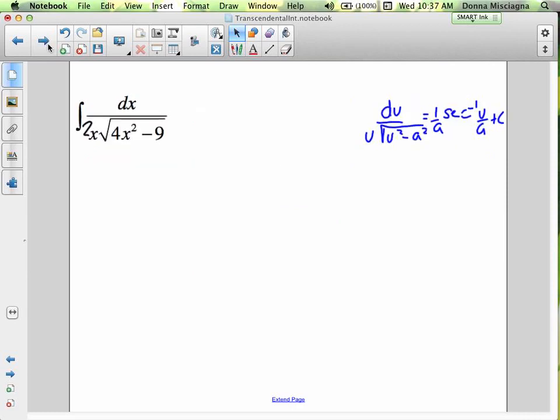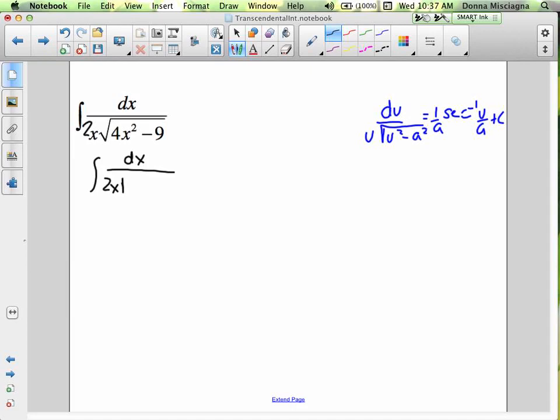Now this one is an arcsecant. We don't see an absolute value bar or anything like that, but that's okay. We have the u. It has this format, right? We have a u and a u squared. Let's rewrite that so we see the u and the u squared. So this would be dx over 2x square root of 2x squared minus, and let's rewrite the 9 as 3 squared, because we're going to need an a squared.